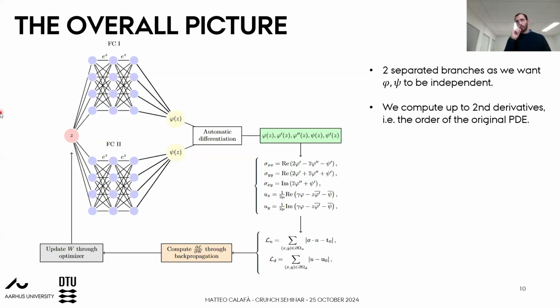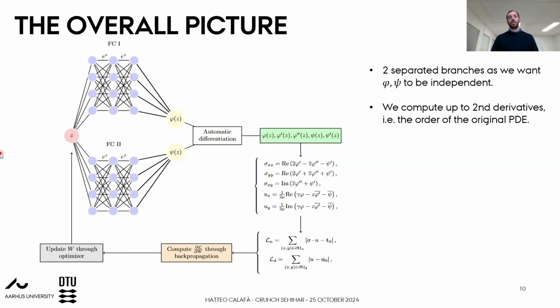And we notice that we actually compute up to second derivatives, which is good because it's the same order as the original PDE, and it's not like four as for the Airy stress function. So it's still doable, it's still reasonable. And then we apply the Kolosov-Muskhelishvili representation. And finally, we can get our loss.